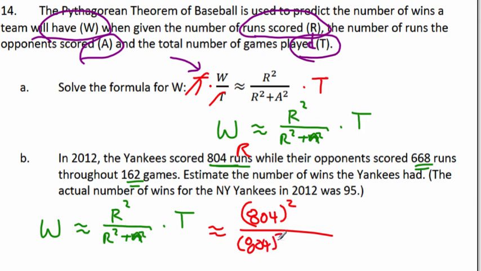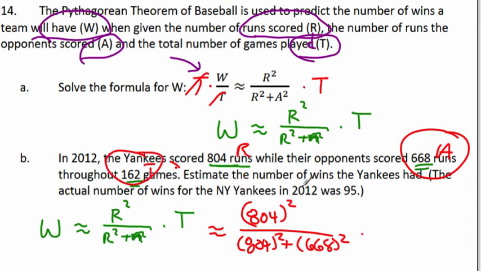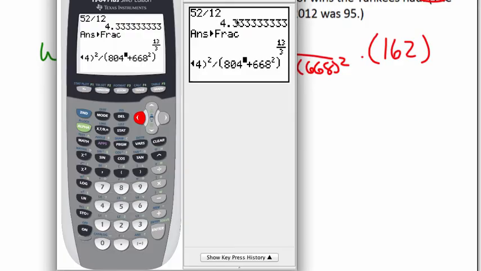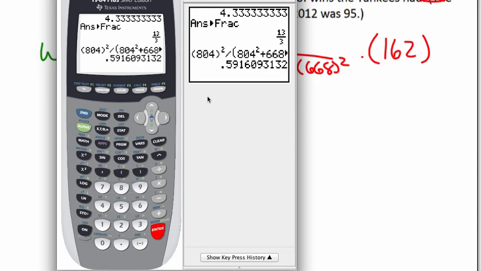804 squared plus A, which is how many runs the opponent scores, 668 squared, times the total number of games played, 162. So we're going to multiply this by 162. All right, so pause the video, figure that out in your calculator. Go! Okay, so I'm in the calculator here. I did the first part of the equation and I get 0.59.